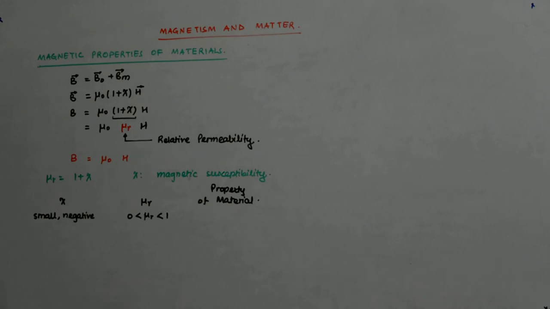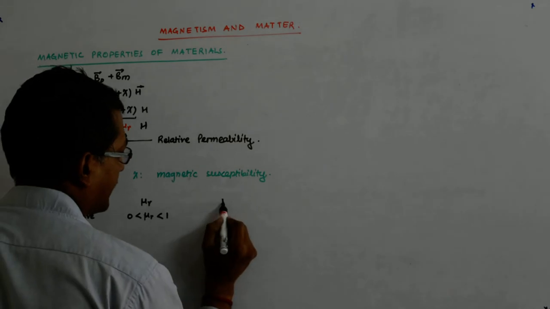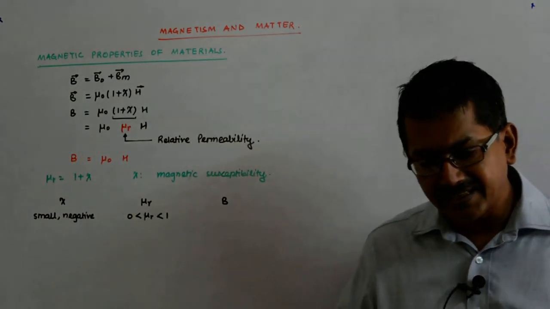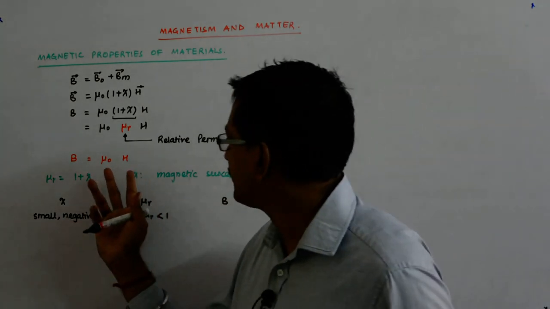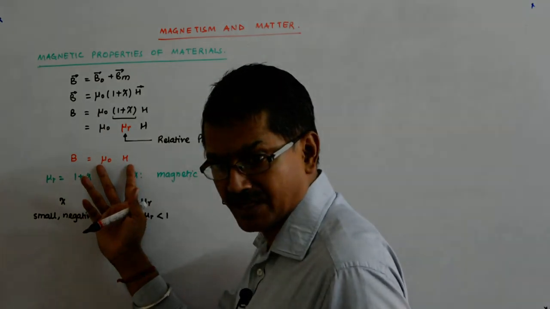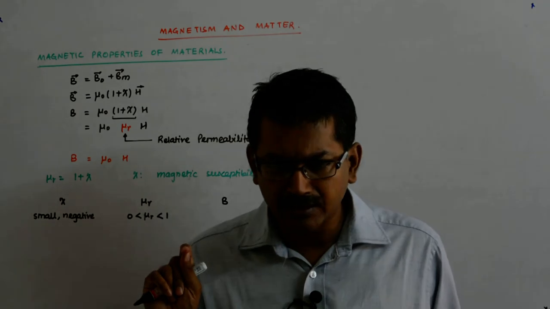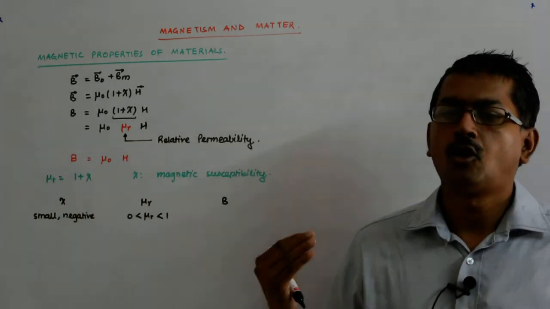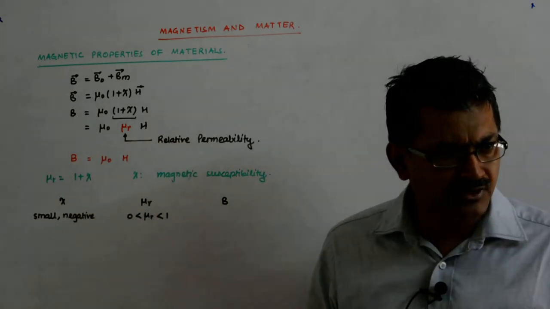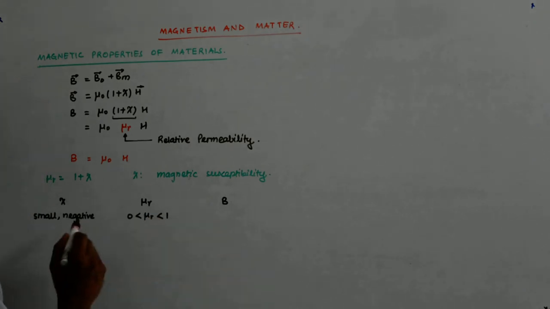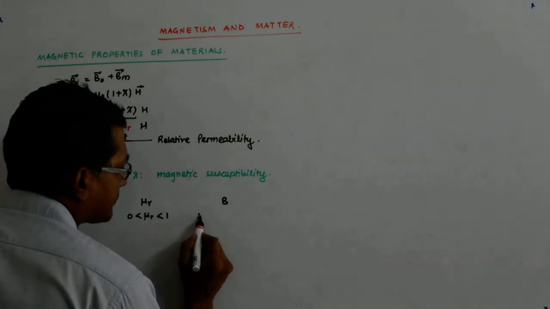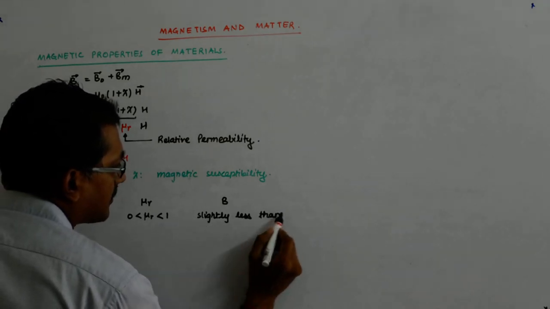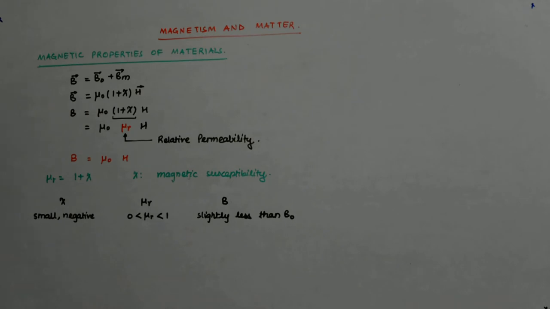What happens to the magnetic field? What do you think will happen to B? It will become slightly less than what it would have been in vacuum. See, it's quite simple. Now you multiplied it by a number that is smaller than 1, say 0.998. So it becomes lesser than that. In a sense, the material opposes the magnetic field that was already there. That's how it will be able to reduce it. Correct? So B becomes slightly less than B naught.